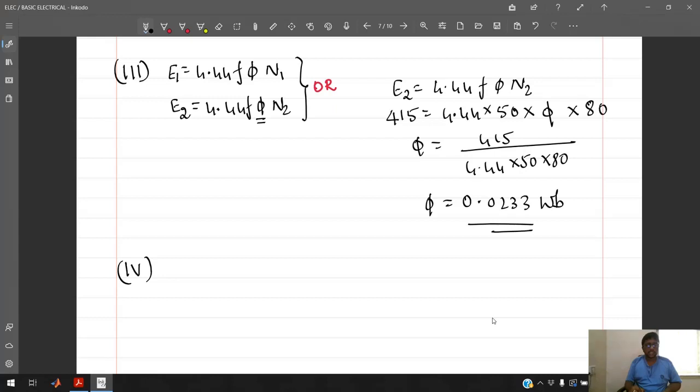This is the value of the flux phi that you calculate. And the last one is the voltage per turn across the secondary. So it is E2 by N2. That is 415 divided by N2, that is 80. So in each turn you are going to get 5.1875 volts. So this is how you calculate the fourth sub question, which is very simple to calculate.